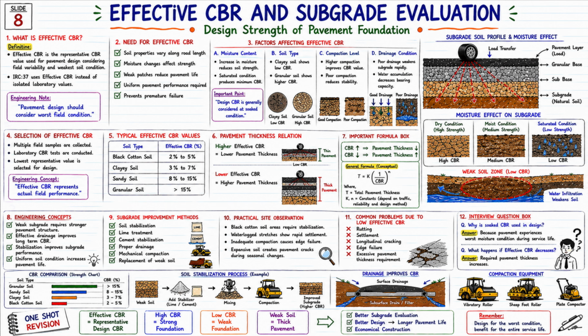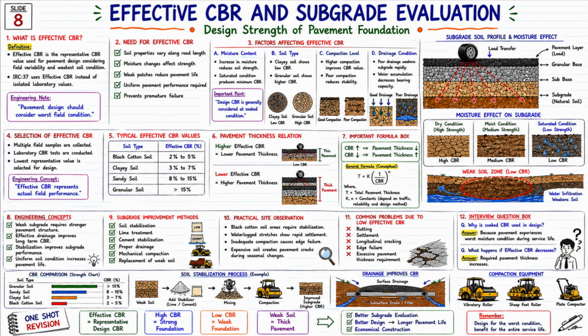Now let us look at the fourth topic. Selection of effective CBR. Now how is effective CBR selected? Multiple field samples are collected. Laboratory CBR tests are conducted. The lowest representative value is selected for design. Now see the engineering concept below. Effective CBR represents actual field performance. And this is the most important line.